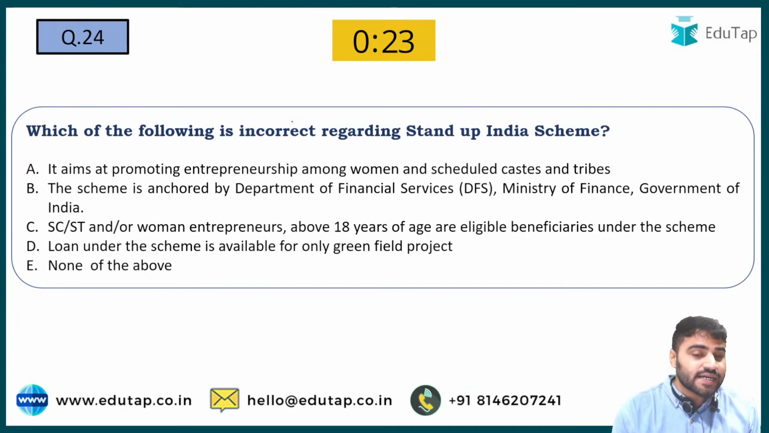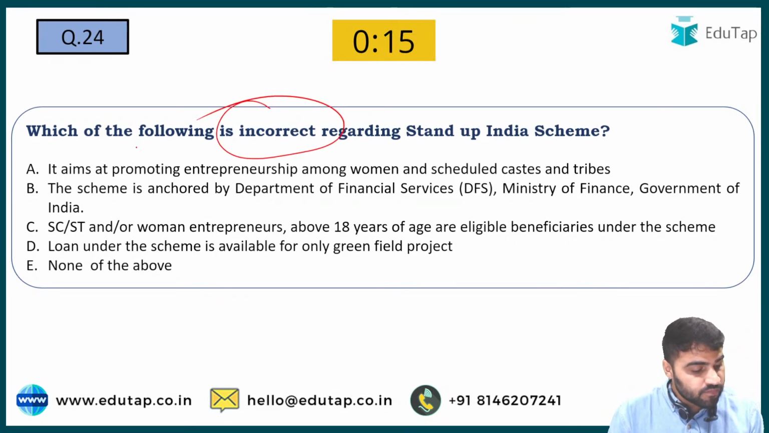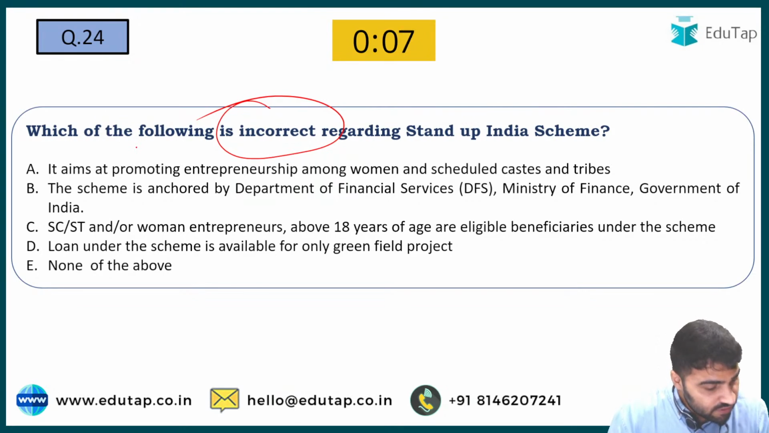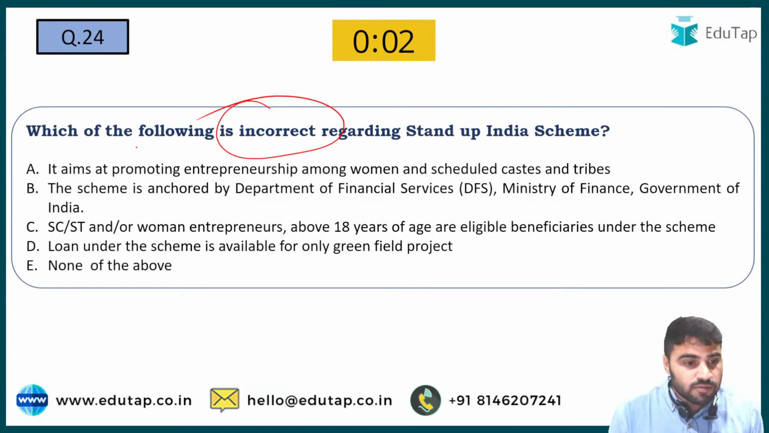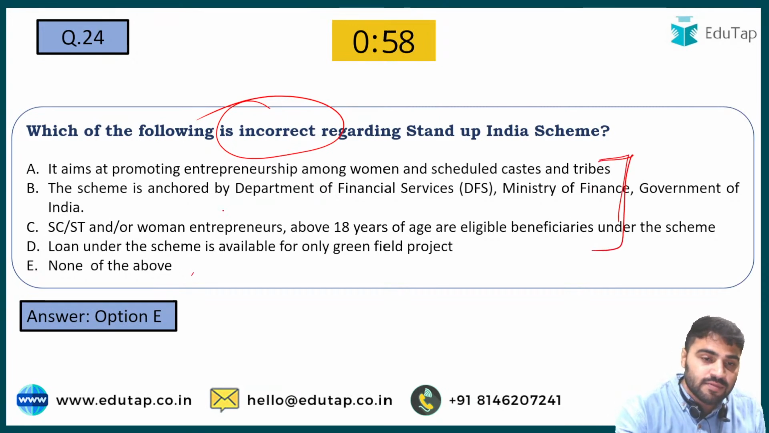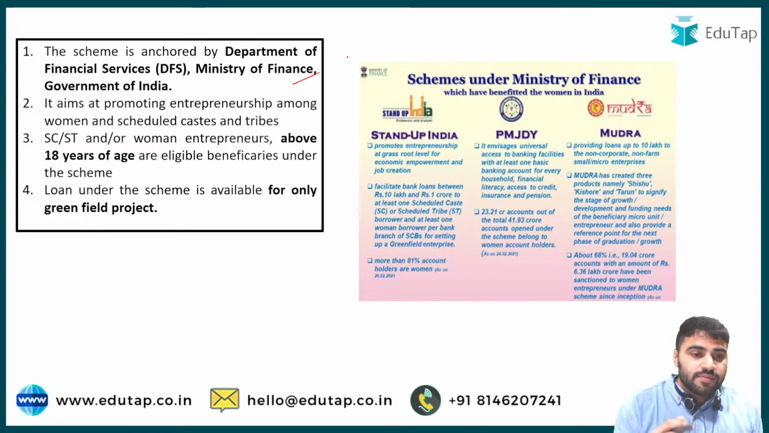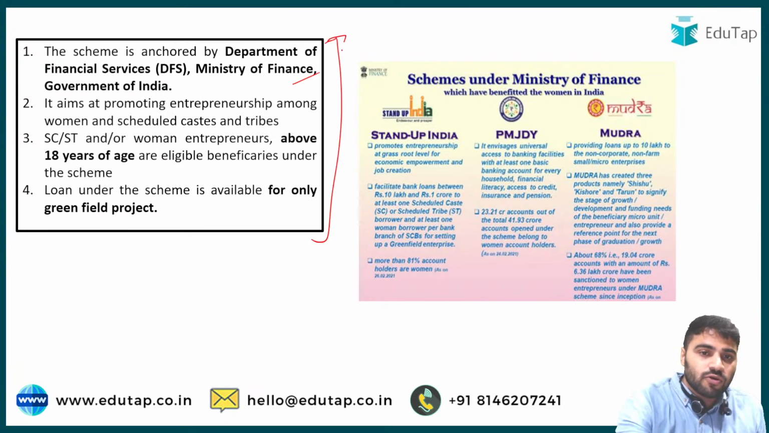Guys, we are talking about the incorrect statement, right? You have to read the question carefully. The question is about the incorrect statement. Nilesh is saying all are correct. Mostly you are saying option E, but a few candidates are also saying option B. The right answer for this question is option E, that is all of the above are correct. That is why E will be the answer, because the question is about the incorrect statement. Here you can read about the Stand Up India scheme. These are all the four options which we have just discussed.